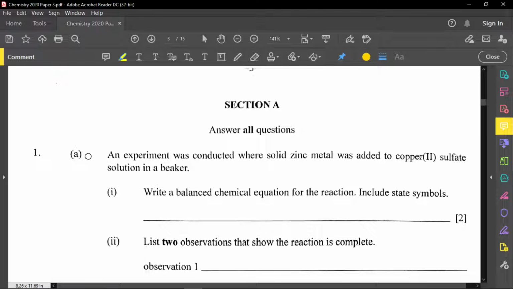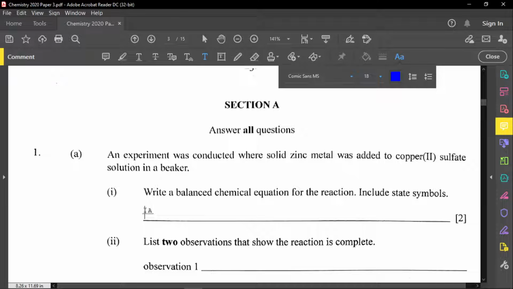In question number 1, part A, it said that an experiment was conducted where solid zinc metal was added to copper 2 sulfate solution in a beaker. It said write a balanced chemical equation for the reaction, include state symbols. So let's get right into it.